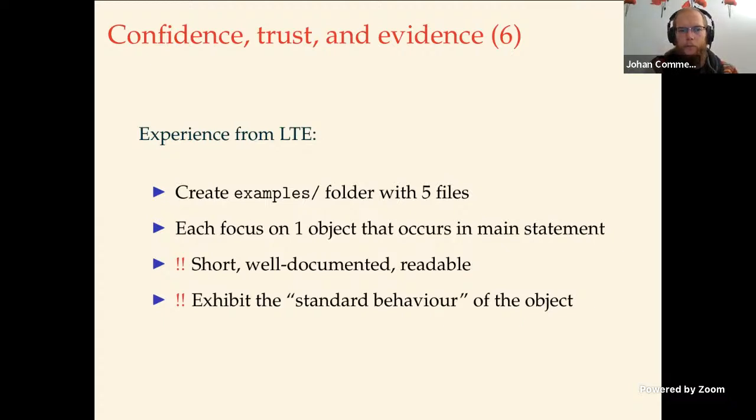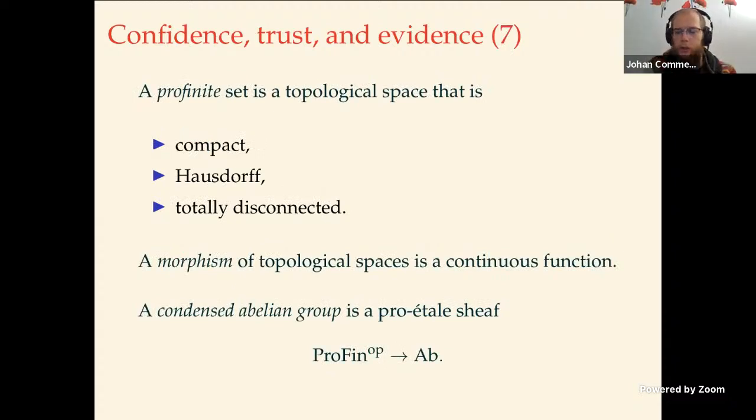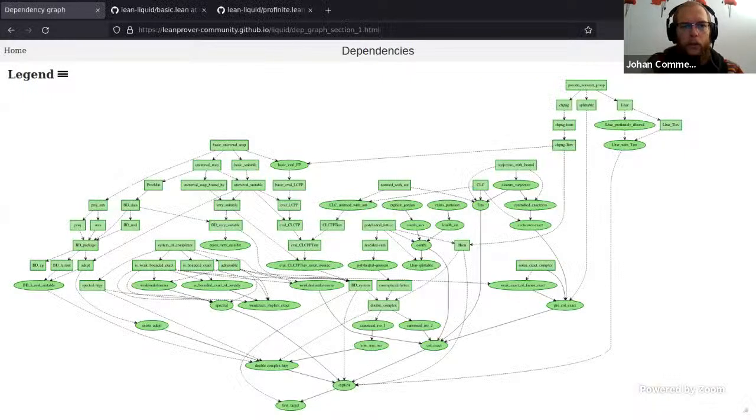So here's an example of that. One of the things that shows up in the main statement are profinite sets. A profinite set is a topological space that is compact, Hausdorff, and totally disconnected. You can build a category of profinite sets, and a morphism of profinite sets is a continuous function. So you just consider them as topological spaces and continuous functions between them. And then a condensed abelian group is a pro-étale sheaf on this category of profinite sets. So it's a contravariant functor from profinite sets to abelian groups that satisfies a certain sheaf condition. I'll not go into the exact details, but now we can go to this file.